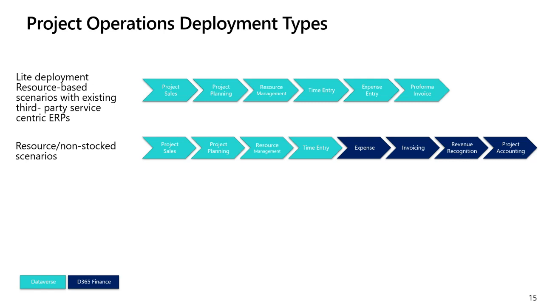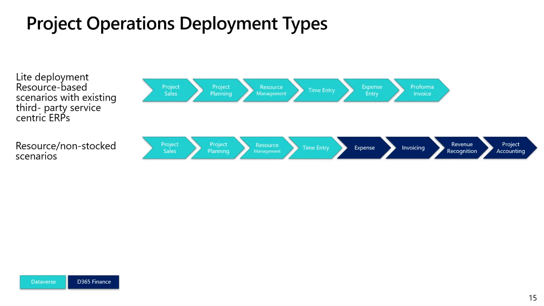The second deployment type is resource or non-stock based scenarios. So if a customer is resource based and is a servicing organization looking to implement resource scheduling, tracking time and expense, that scenario is the combination of the front end of the CE application and the finance capabilities of Finance and Operations. The middle line, four boxes, are in CE, and with dual write, the information flows to FNO, and you can use FNO for the other blue boxes to track the expense, invoicing, revenue recognition, and project accounting.